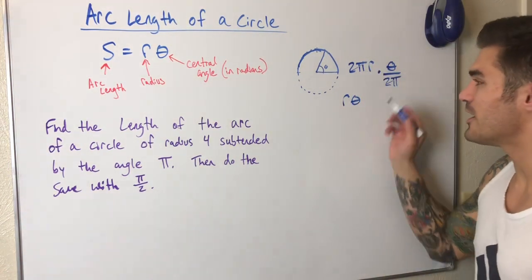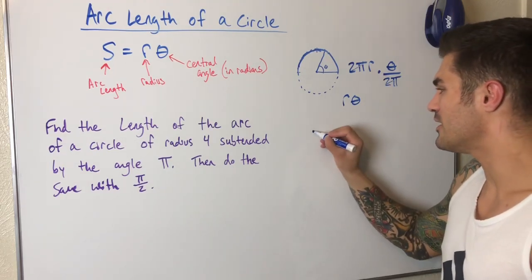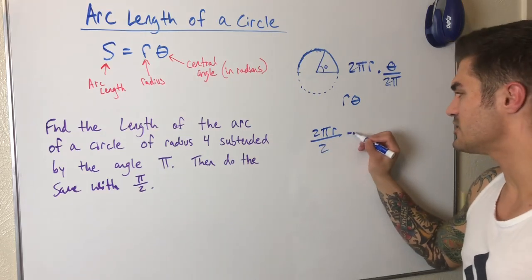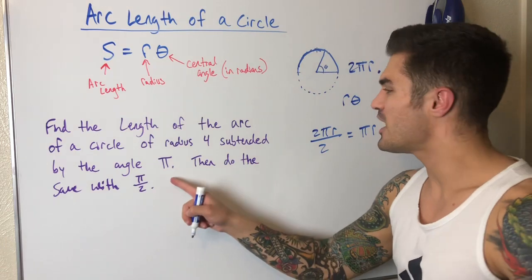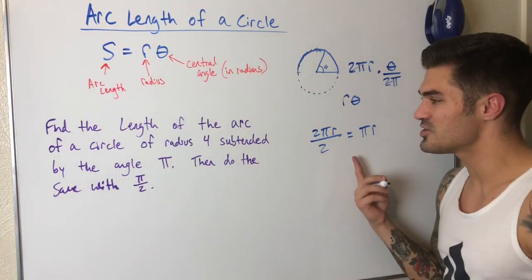So think about, what is half the circumference? Well, circumference is 2 pi r. So if we divide that by 2, we're left with just pi r, right? 2 pi r, that's the circumference. If we divide the circumference by 2, we're left with pi r. And since our angle is pi, we're taking half the circumference. So we expect this to be our answer, and it actually is, right?